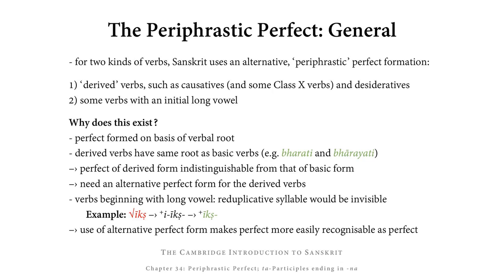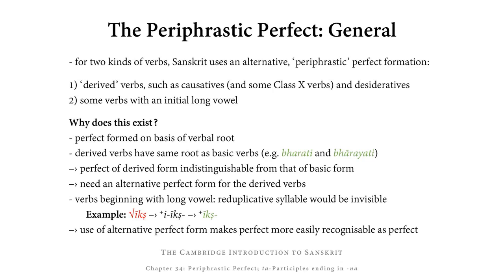Why would we need such an alternative perfect formation? Well, if you remember, perfects are formed on the basis of the verbal root. The root is reduplicated and then appears in guna, usually in the strong forms, and in zero grade in the weak forms. Derived verbs have the exact same root as their corresponding basic verbs. So, for example, bharati and its causative bharayati are both derived from the root bhr. Therefore, the perfect of a derived verb form would be indistinguishable from the perfect of the basic verb. And therefore, we need an alternative perfect form for the derived verbs so that we can distinguish between the perfect of he carried, and the perfect of he caused someone to carry, he made someone carry.